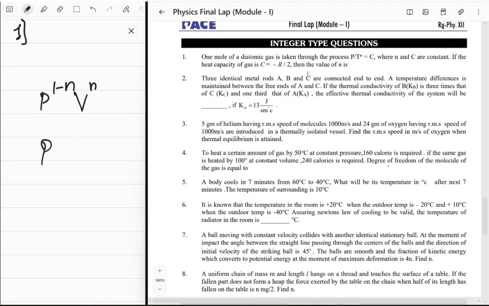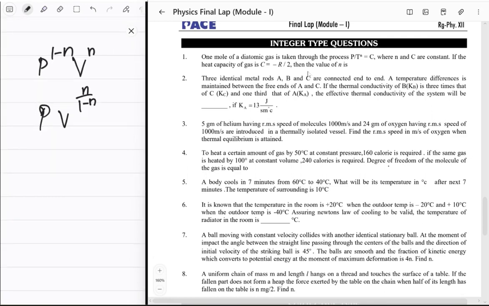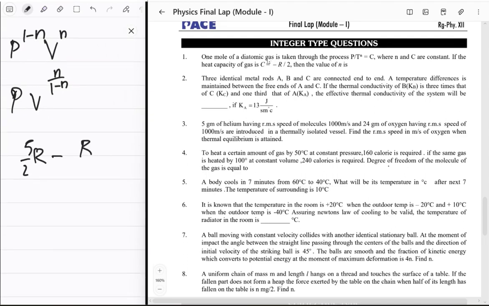So P power 1 and V power n upon minus n is equal to some kind of constant, right? And if the heat capacity is C equal to negative R upon 2, find the value of n. It's a diatomic gas. So what is CV? Just 5 upon 2 R minus R upon x minus 1. So x is this thing, n upon minus n, that thing minus 1, right? This is our heat constant, that's just equal to negative R upon 2.